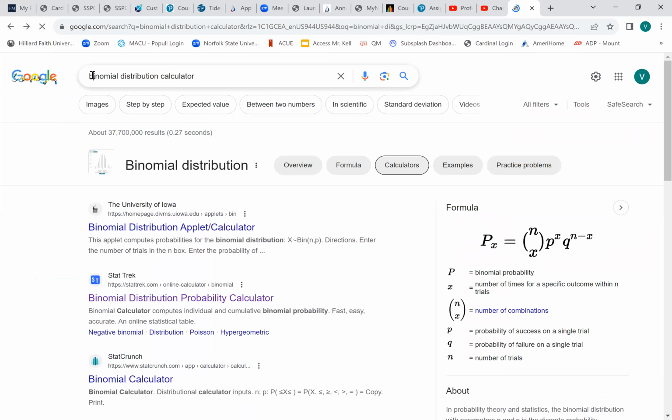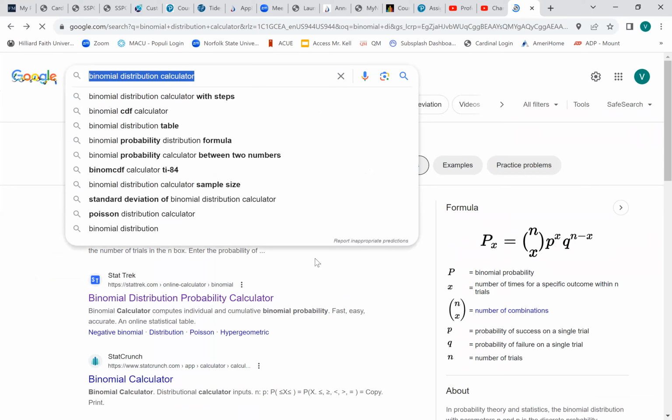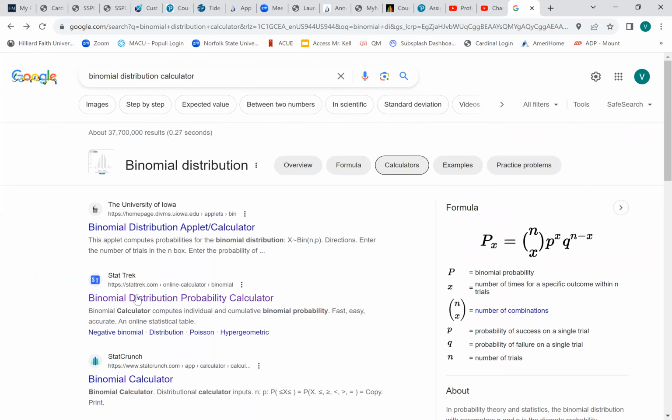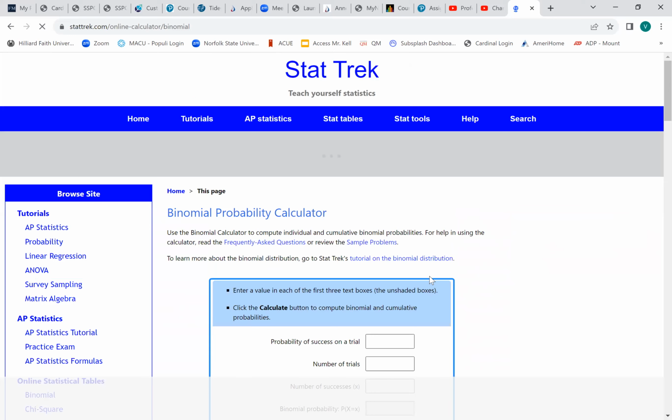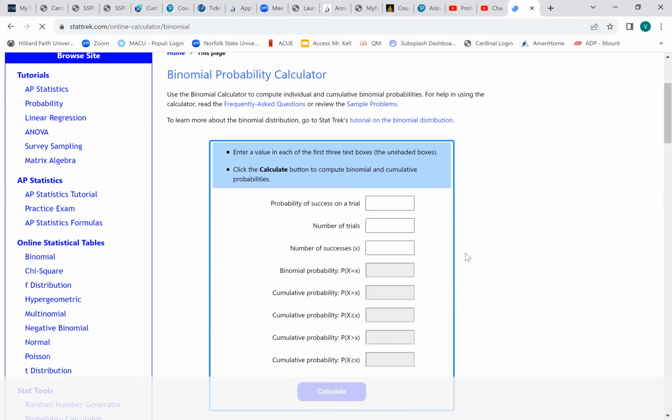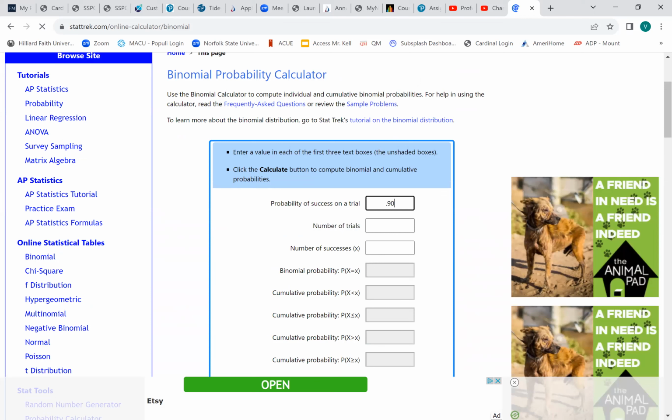I just Google binomial distribution calculator. That's what we're dealing with. And I use StatTrak. StatTrak works well for me. All right, so the probability of success on the trial, we want to know what's the probability that 60 or 61 people show up. So in other words, we want to know what's the probability that 61 people will make the flight or 60 people will make the flight. So that's going to be 0.9063. Let me go back to check, yep, 9063. So our probability is 0.9063.